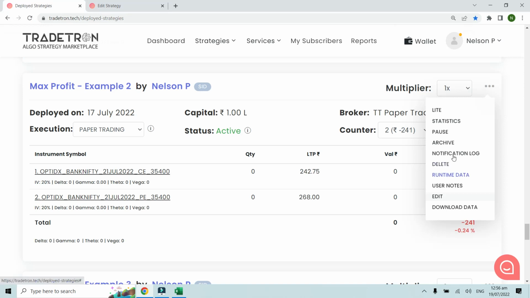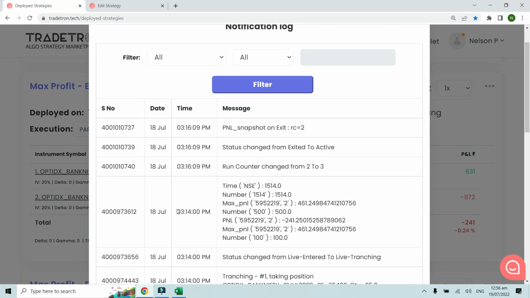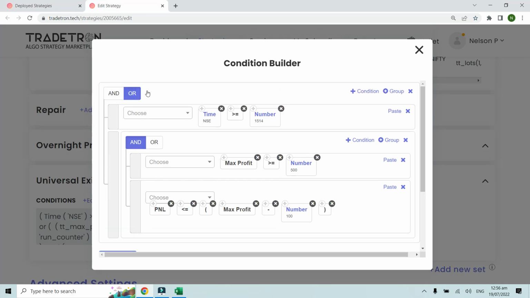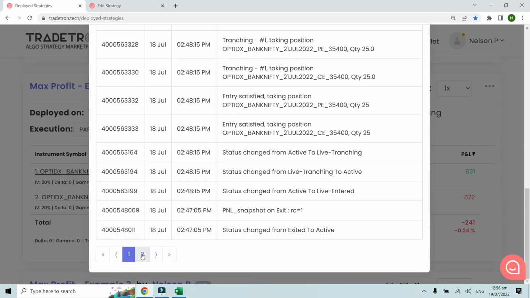All right. So let's go and click on our notification log, and see what kind of trades it has. So this is basically a time based exit. We will ignore this because our time condition was true over here, 15:14. That's the reason why it exited. But let's see what has happened before that.